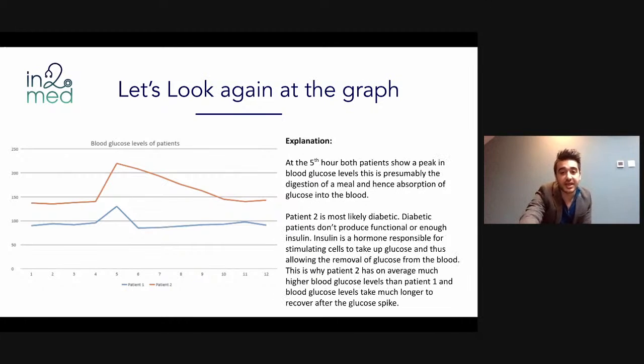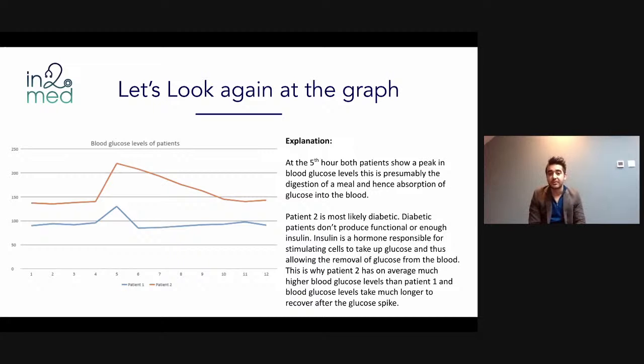And then once you've done that, you can offer an explanation. So it says at the 5th hour, the patient shows a peak in blood glucose levels, because that's when they probably ate a meal. It's hard to go 12 hours without eating anything. That could be a chocolate bar or a piece of toast. And so that meant that glucose was absorbed into the blood and pushed the blood glucose up.